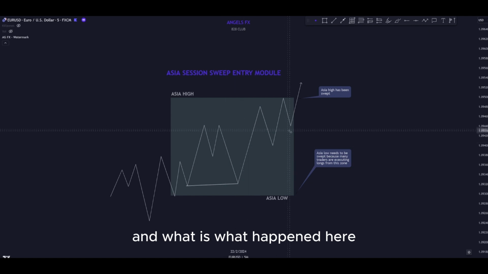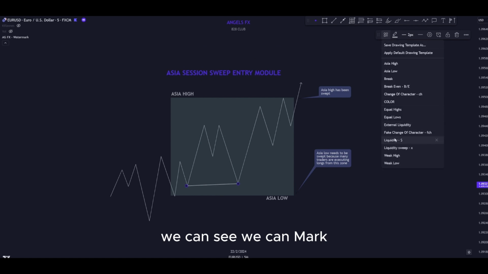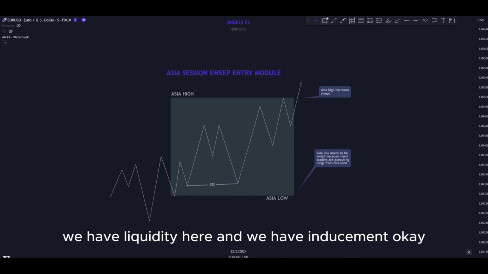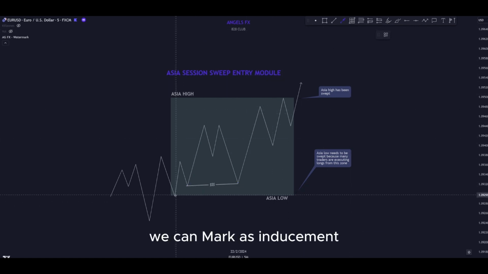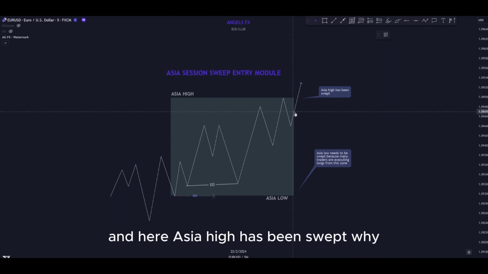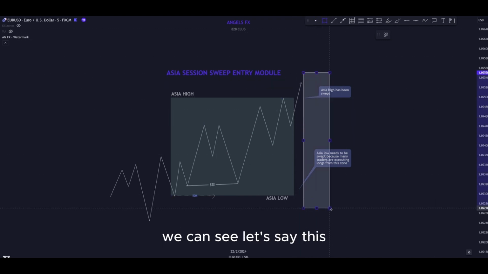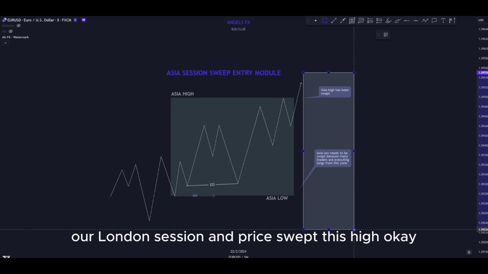And what happened here? We can see we had this type of movement. We can mark that we have liquidity here and we have inducement. And here the Asia high has been swept. Why? Because now the London session has started. Let's say this is our London session, and price swept this high.